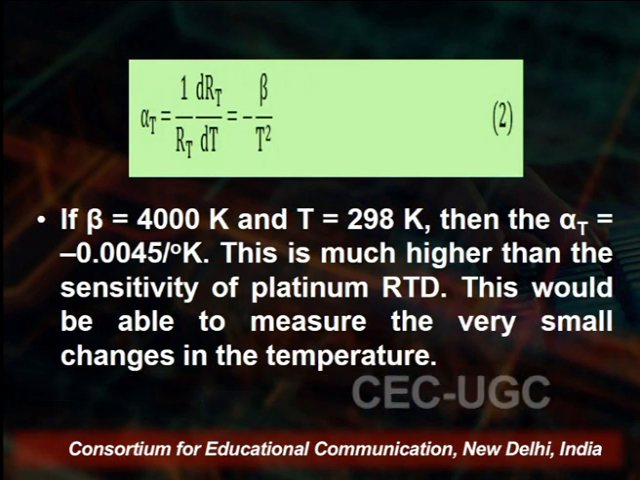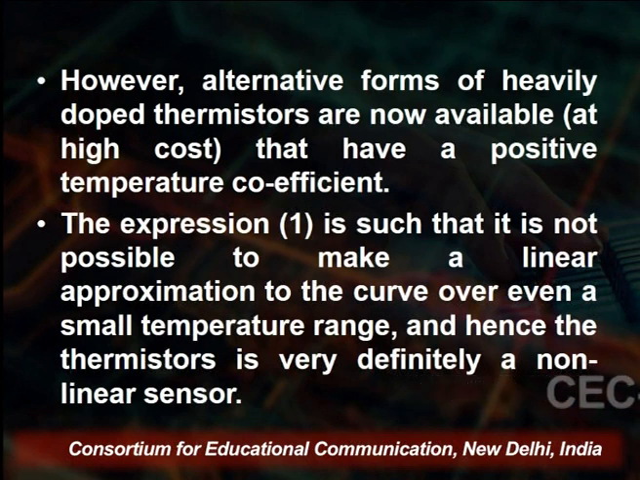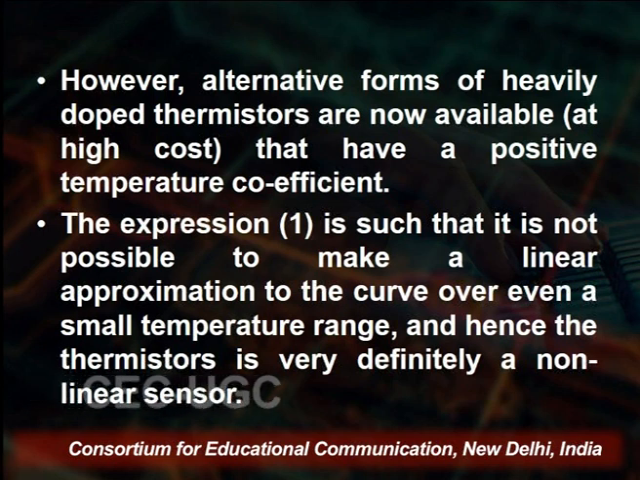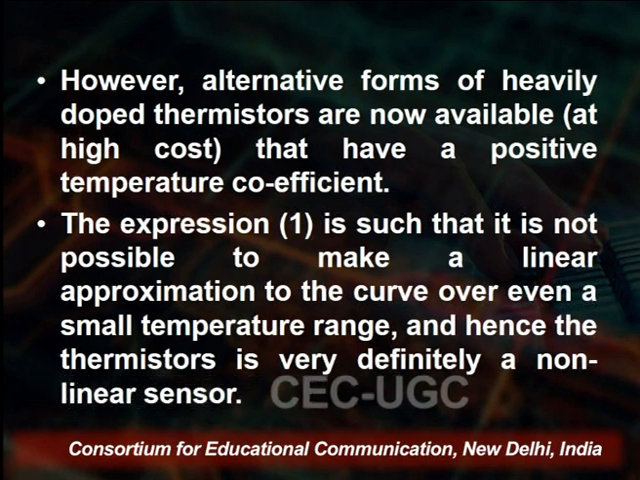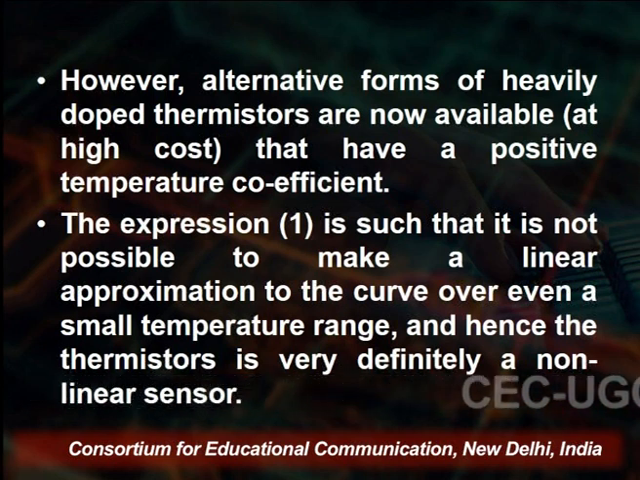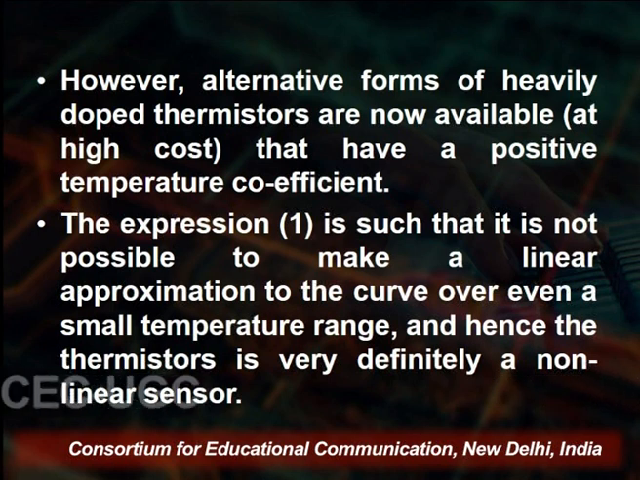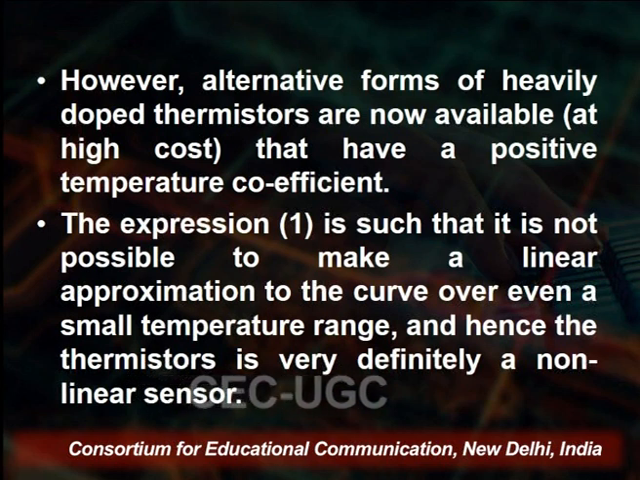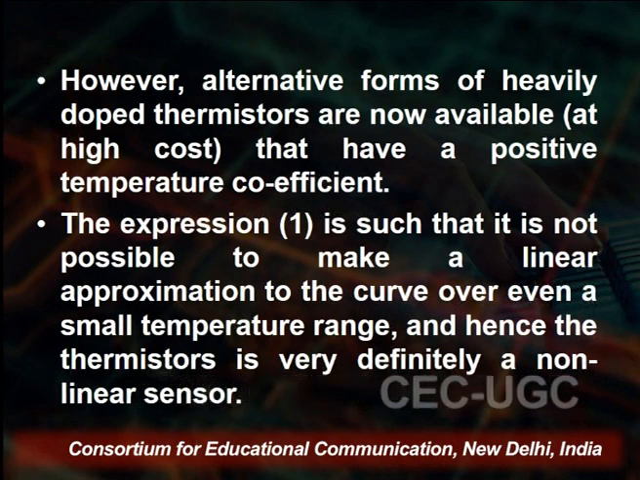However, alternative forms of heavily doped thermistors are now available, and they are cost effective, but they have a positive temperature coefficient. So, from expression 1, it is not possible to make a linear approximation to the curve even over small temperature changes. Hence, the thermistor is very definitely a non-linear sensor, which means we will get the output in the form of a non-linear output.